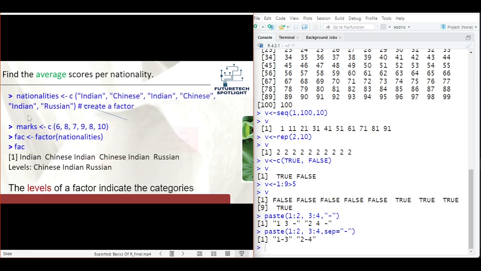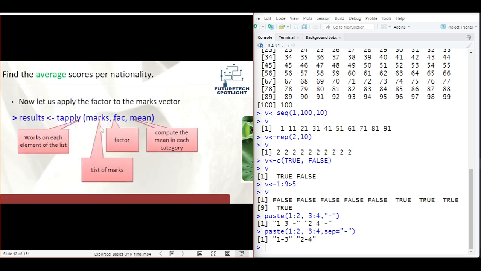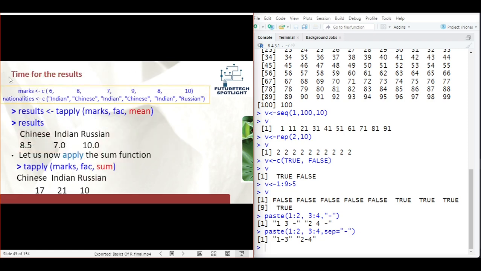Marks is another vector. So that way we are having this function. First of all the data on which we have to apply the function, the category on the basis of which we apply the function, and the function name. So these are the three parameters we require to use under this tapply function. And what result will we get through this? So here is the result. We are having these two vectors, marks and nationality. Based on that we have applied this function mean on the marks by category, and we are getting this result.